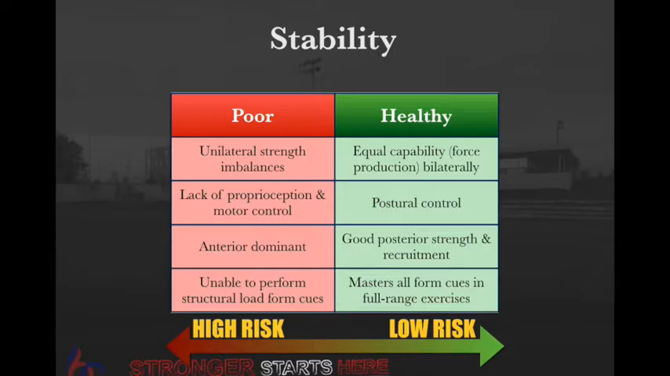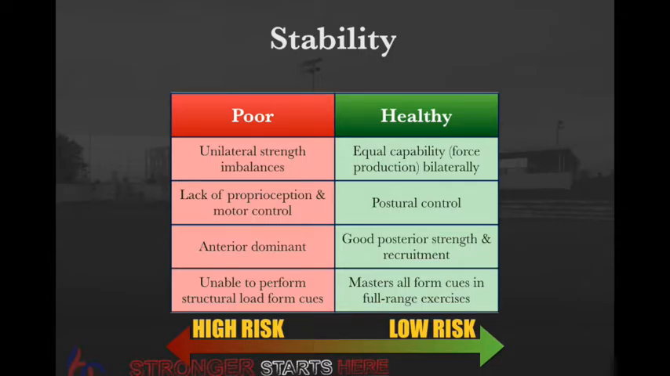They are anterior dominant more often than not, meaning that the front muscle groups of their body possess a lot more strength and high resting tension than the back muscle groups. And we see this in a lot of sports like swimming, where the chest and anterior delts are overworked, whereas the lats and muscles of the back are underworked.